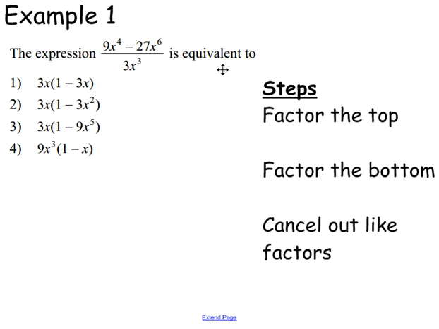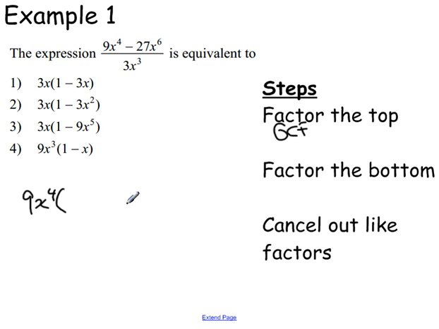The top is going to require GCF factoring. So we're going to have to factor out the GCF of 9x to the 4th minus 27x to the 6th. The GCF of 9 and 27 is 9, so I factor out a 9. Then you're going to factor out the variable with the lowest exponent, and that would be x to the 4th power.